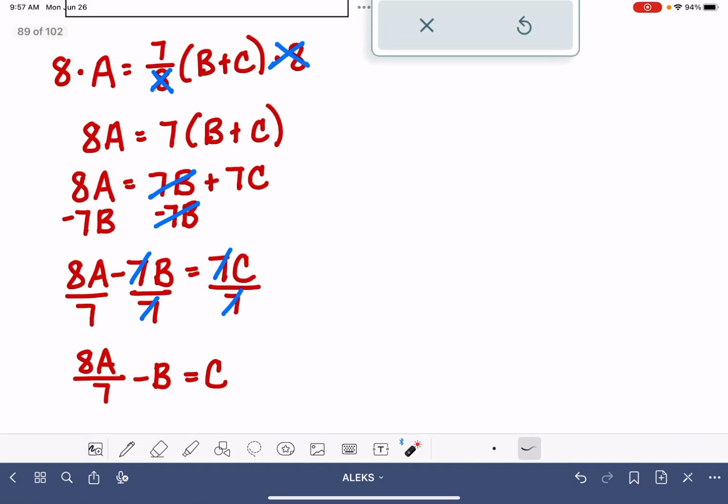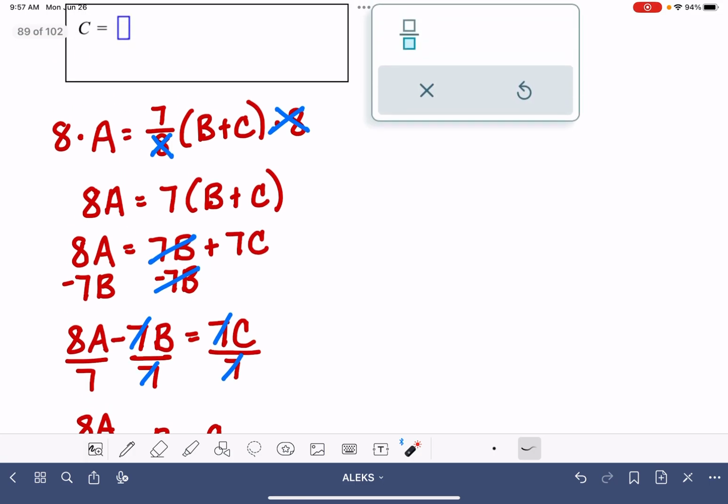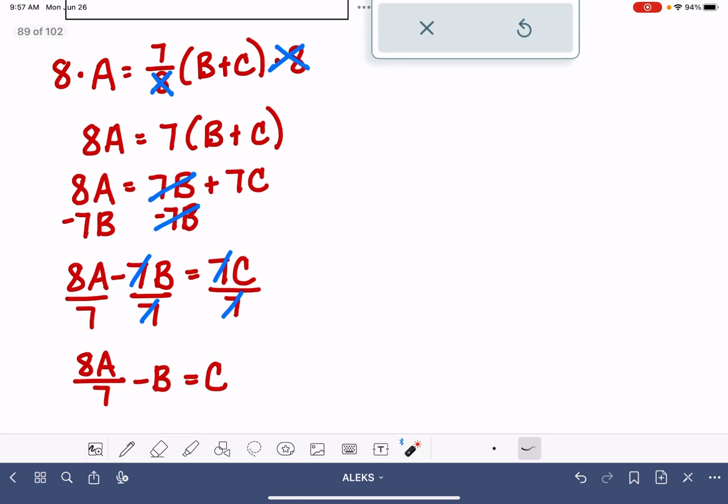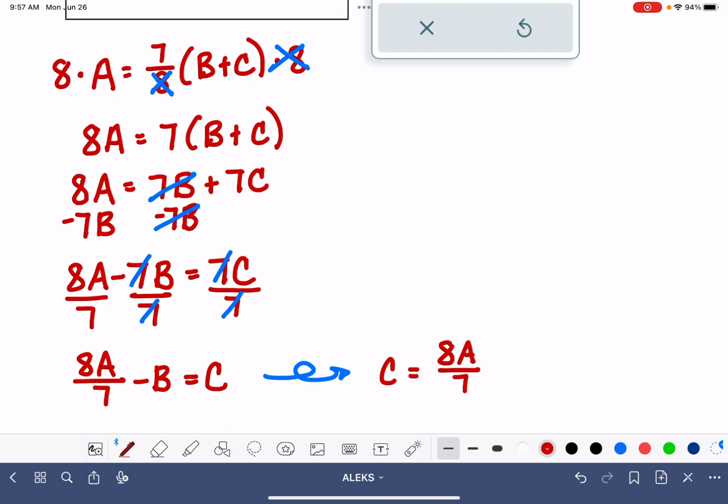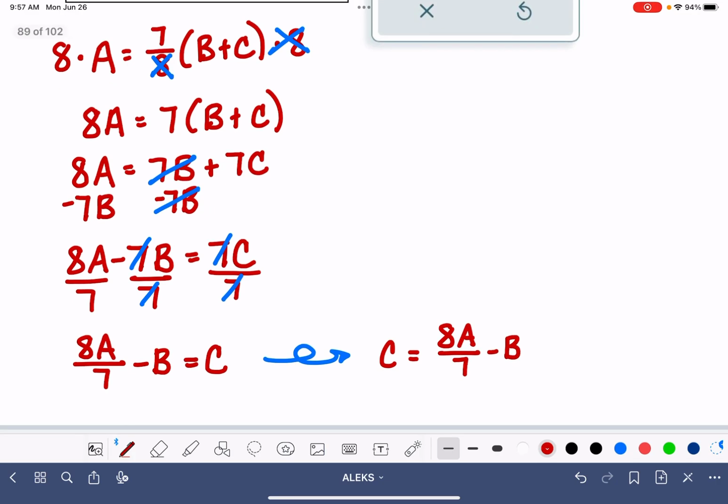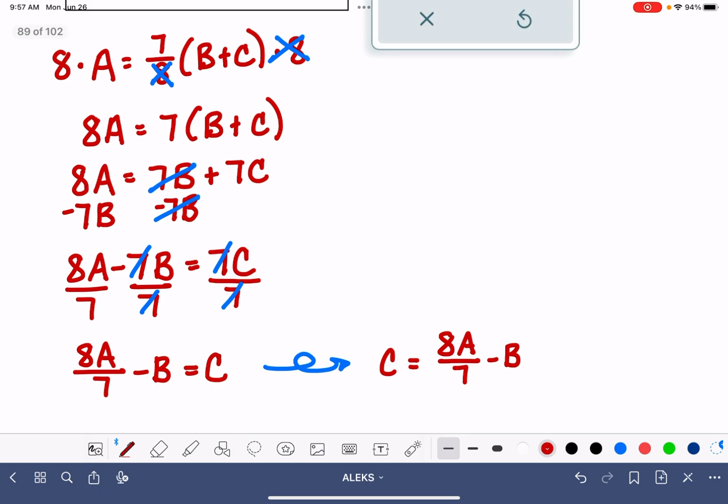Now the way that I'm going to be inputting the answer into ALEKS, the c term is on the left-hand side of the equation. So hopefully you can recognize that that is the same as c equals 8a over 7 minus b. And it's possible that ALEKS isn't going to like you to put the 8 and the a both in the numerator, so you might need to write it like this.